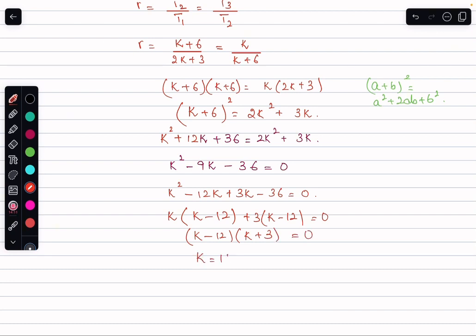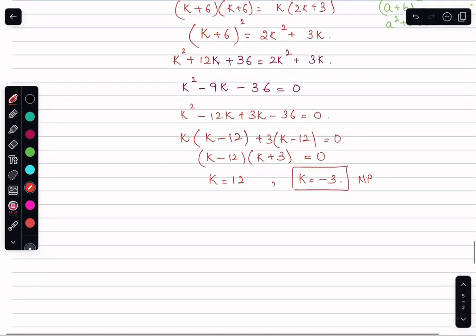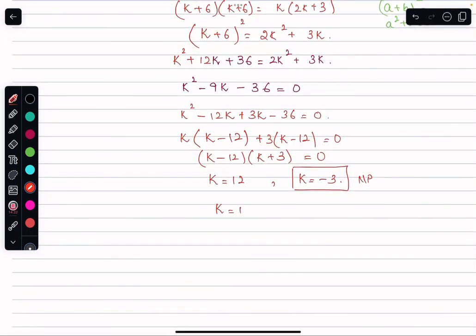So k here can be equal to 12 and also k can be equal to -3. So k equals -3 is not possible, as the question itself has very clearly said that the terms of the geometric progression here need to be positive. So I should be considering the value of k equal to 12 as my answer.